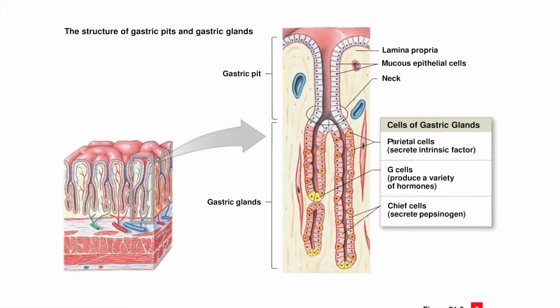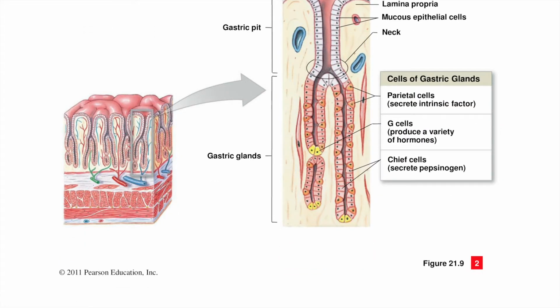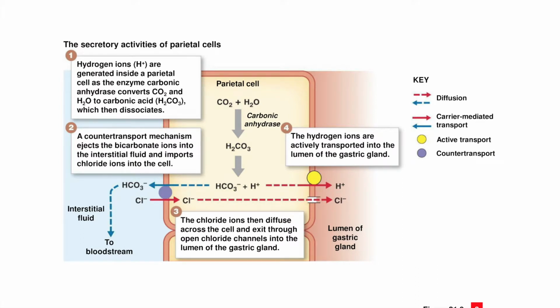And then we have the parietal cells. Parietal cells secrete what's called intrinsic factor that helps us to absorb vitamin B12, which is necessary for blood clotting, among other things. The parietal cells also secrete hydrochloric acid. And they don't actually secrete hydrochloric acid because that would cause the cells to break down themselves, because that's a very strong acid. What they do is they secrete hydrogen ions and chloride ions, and then inside the stomach those come together to form the hydrochloric acid.